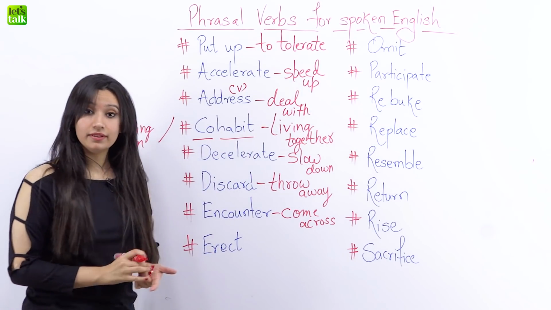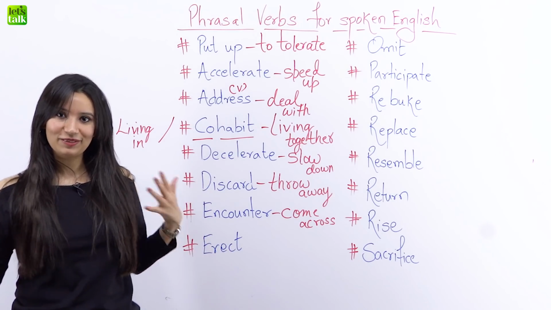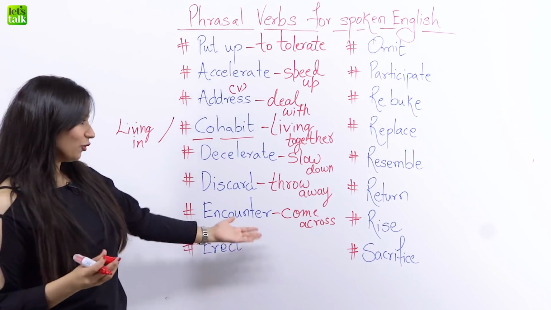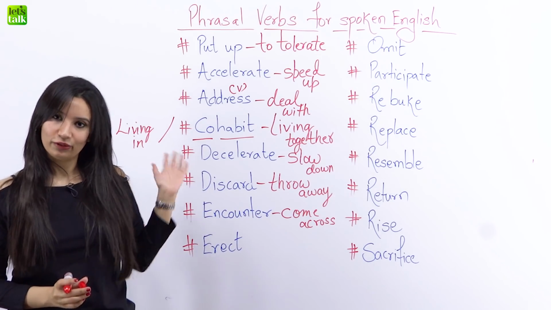Now, if you met a person suddenly, you would not want to say, I encountered her in the restaurant, which is very, very negative and very, very serious. If you want to talk about it in a more general sense, you could say, I came across Rebecca in the restaurant the other day.